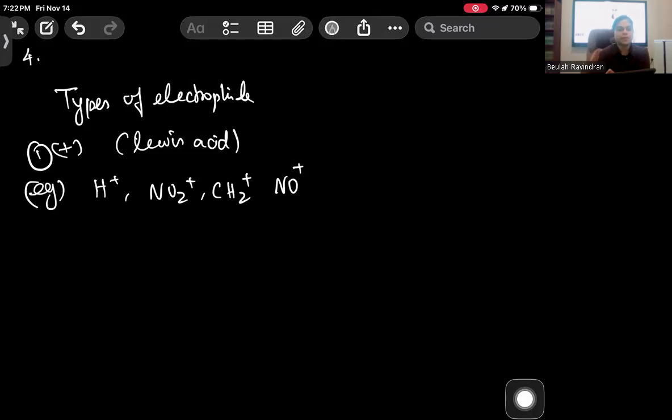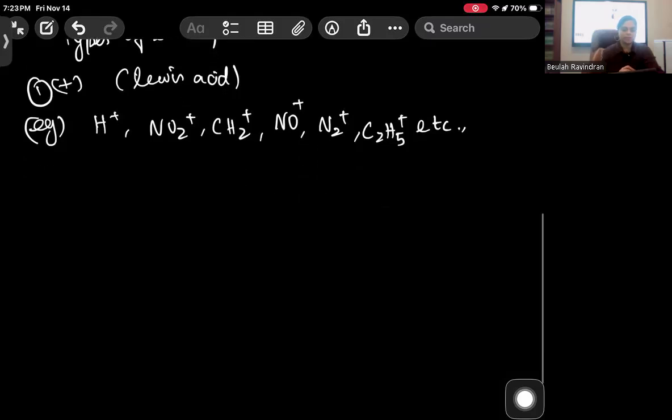So many things you can take down from your book. Then N2+, C2H5+, etc. You can take down many more from Google also. So many examples. This is the positively charged. Then neutral electrophiles.